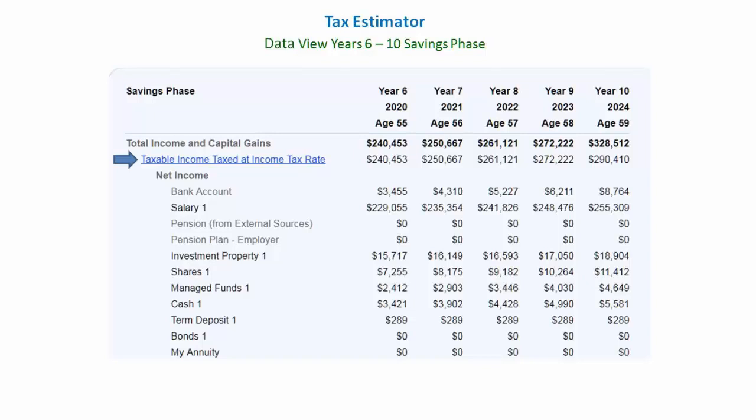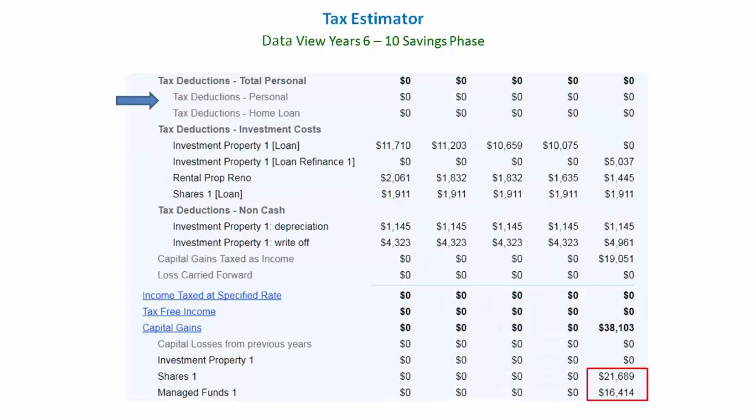Note how all the details of the taxable income taxed at the income tax rate have been displayed by clicking on the underlined heading. For each account, the net income is displayed. The program does allow you to enter personal tax deductions and also home loan payments for countries where this is applicable. The interest on the investment loans, which are tax deductible, are listed.